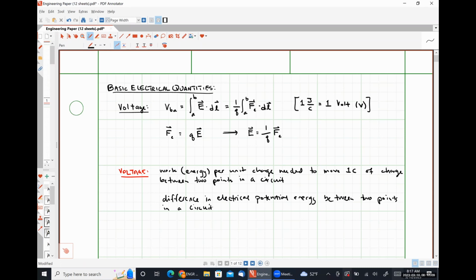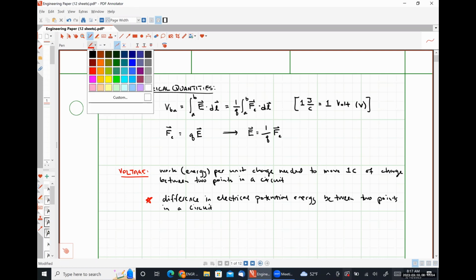The first one, work per unit charge needed to move things, explains why voltages are necessary to cause currents to flow, because we need a voltage to push charge around a circuit, okay? The second definition is related to how we measure it. It's just a difference in electrical potential between 2 points in a circuit. So we can use a multimeter between 2 points in a circuit and observe a voltage, okay? So this second definition is the one that we are going to use most often in this class, okay?